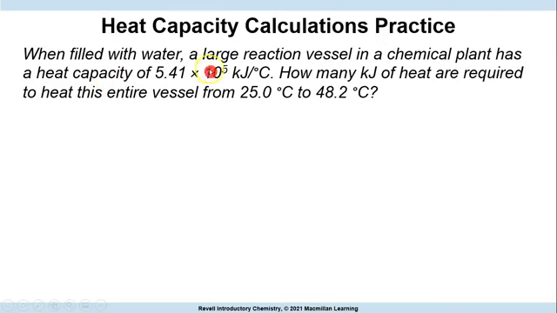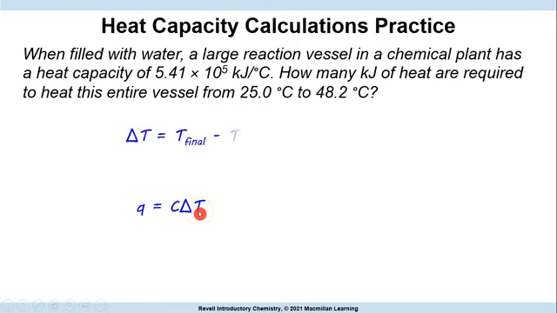So let's look at the second example here. When filled with water, a large reaction vessel in a chemical plant has a heat capacity of 5.41 times 10 to the 5 kilojoules per degree Celsius. How many kilojoules of heat are required to heat this entire vessel from 25.0 degrees Celsius to 48.2 degrees Celsius? So we are talking about the heat capacity here. So the equation that we are going to use is Q is equal to C delta T.